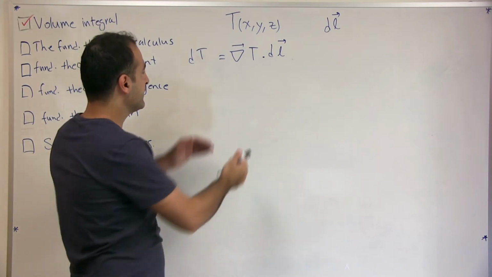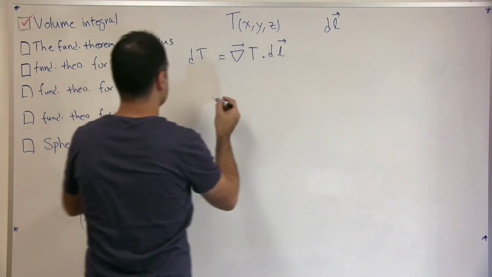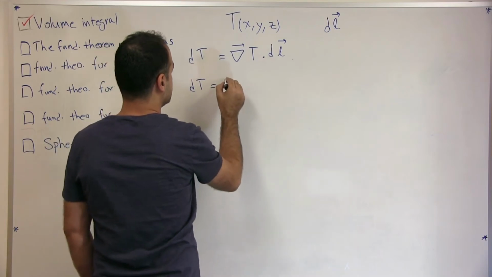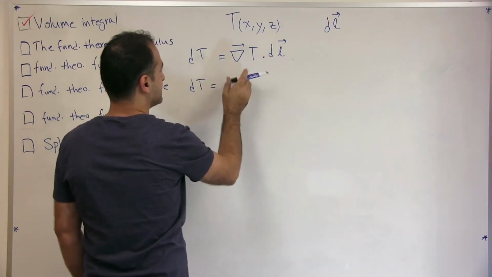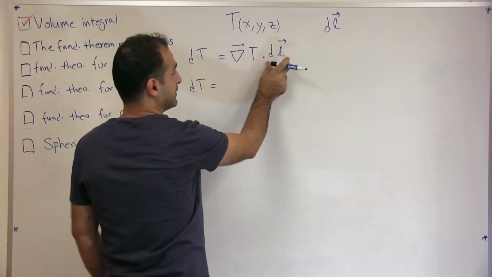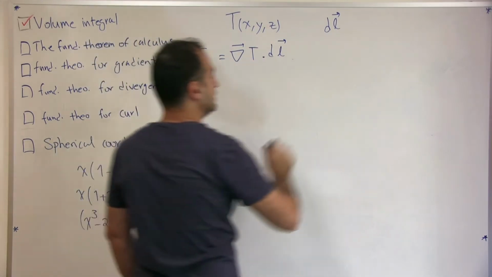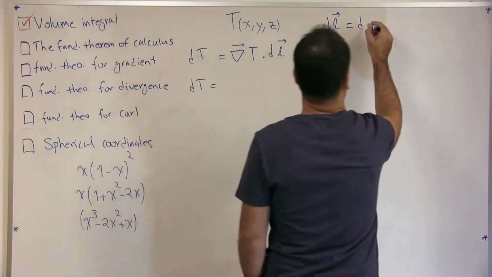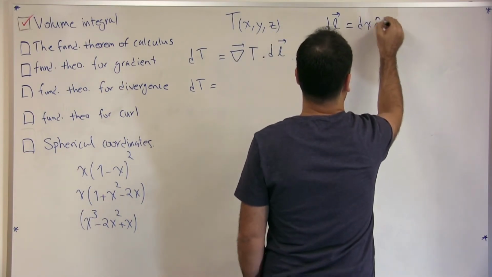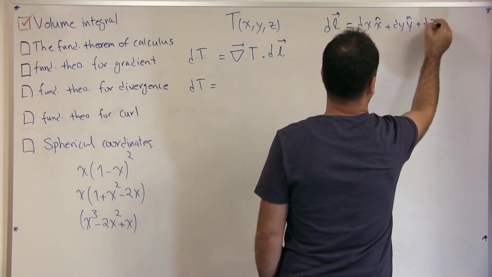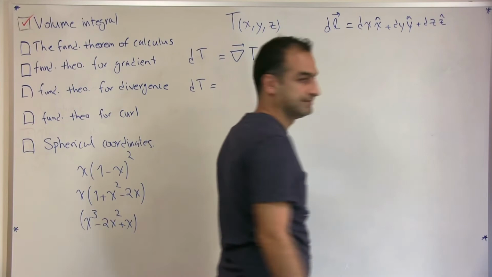If I expand what I have, it will probably make more sense. dT equals, in vector notation, a dot product, so the x component of the gradient should be multiplied by the x component of dl. So dl, in Cartesian coordinates, is dx x hat plus dy y hat plus dz z hat.